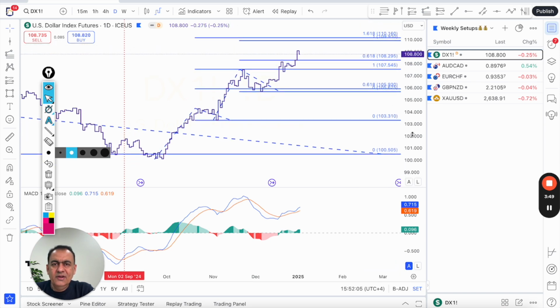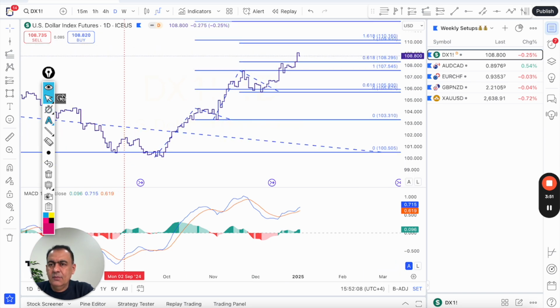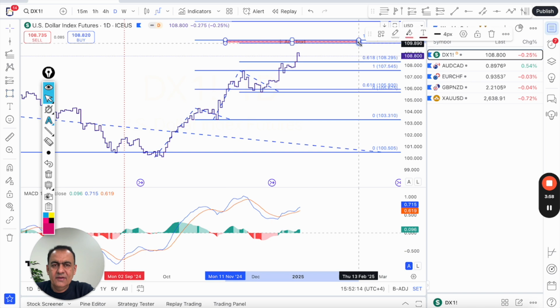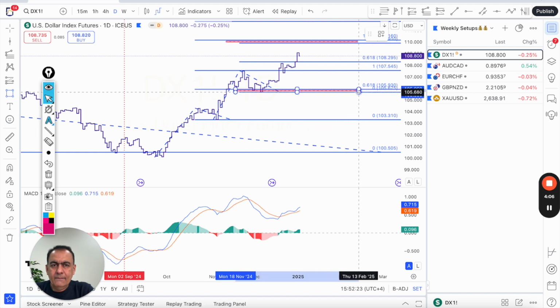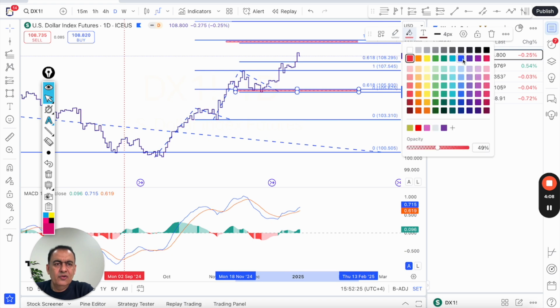Now I want to see the duplication. So I want to see the magnet zones here. So we have got two lines coming very close at this area. So this is magnet resistance and this becomes magnet support zone. So support zone to be marked in blue.